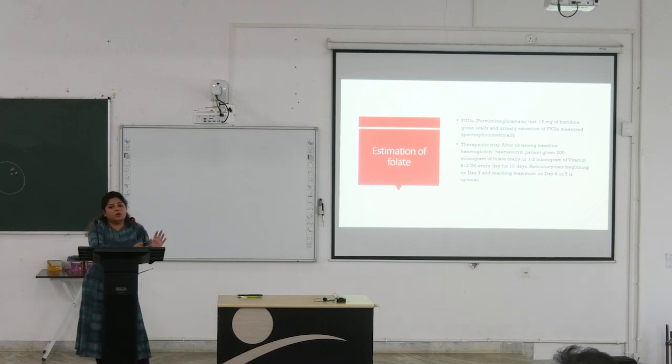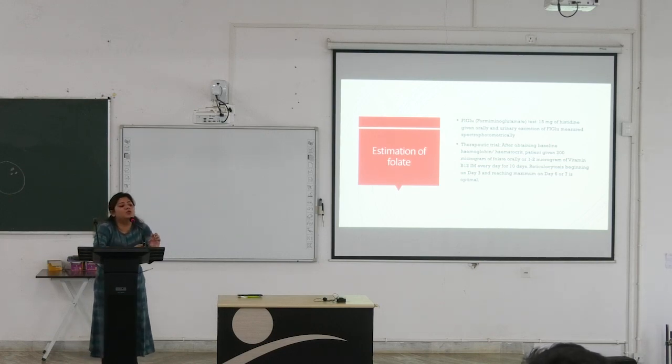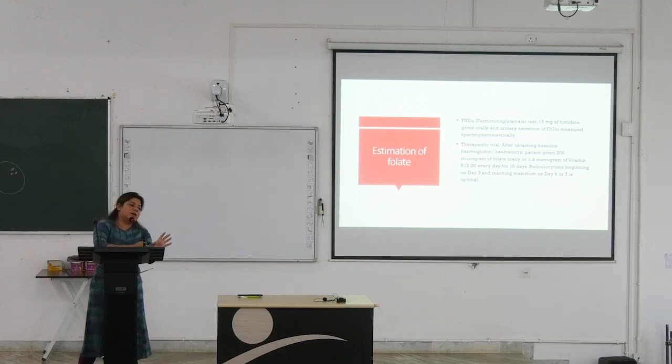But this is a very crude method. Therapeutic trial is a very crude method. It cannot be done in pregnant women or patients of renal failure, etc. So basically, this is not usually preferred. Periphery we cannot measure, go to a higher center for assay. That is what is usually done.